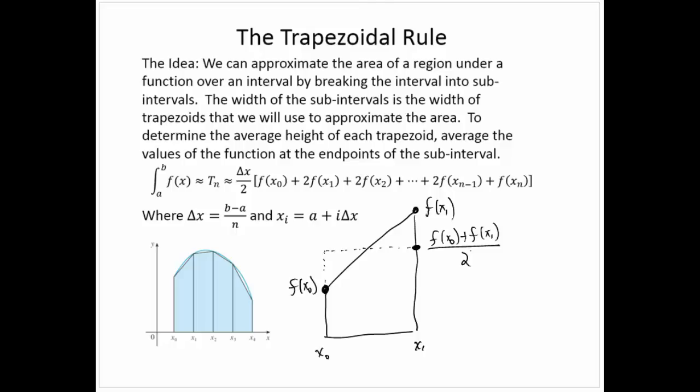We use the abbreviation T sub n for the trapezoidal rule, and it's approximated by delta x over 2 times the quantity f of x sub 0 plus 2 f of x sub 1 plus 2 f of x sub 2 plus up through 2 times f of x sub n minus 1, and then the final function value f of x sub n.